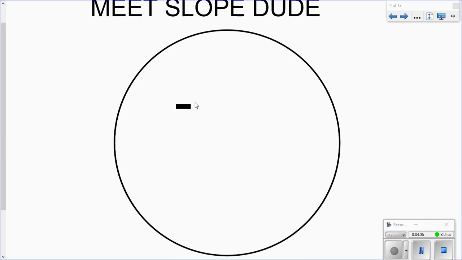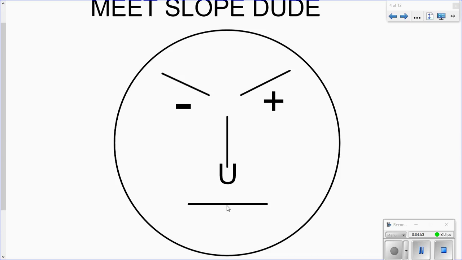So we have a negative slope, which would be his first eye, and we're going to draw the eyebrow over it of a negative line. The other one will be positive, and so we draw a positive line. His nose is going to be made up of a vertical line, which is an undefined slope. And his mouth will be our horizontal one, and we'll add little cheeks there. And those have a 0 slope. So when in doubt, ask Mr. Slope Dude.